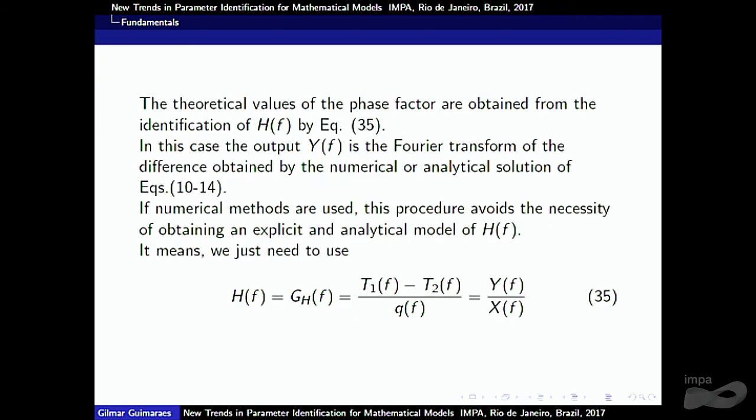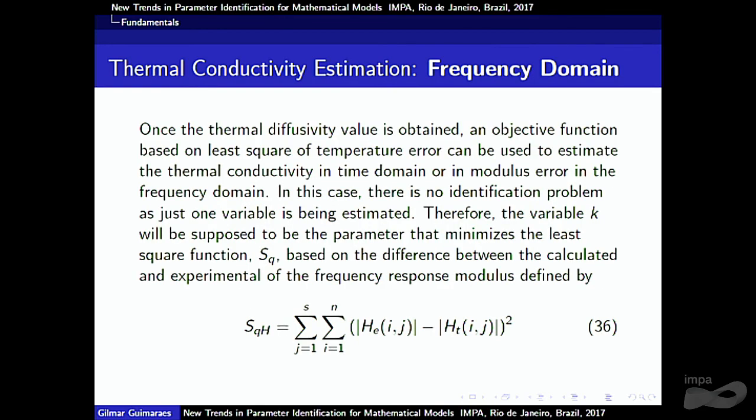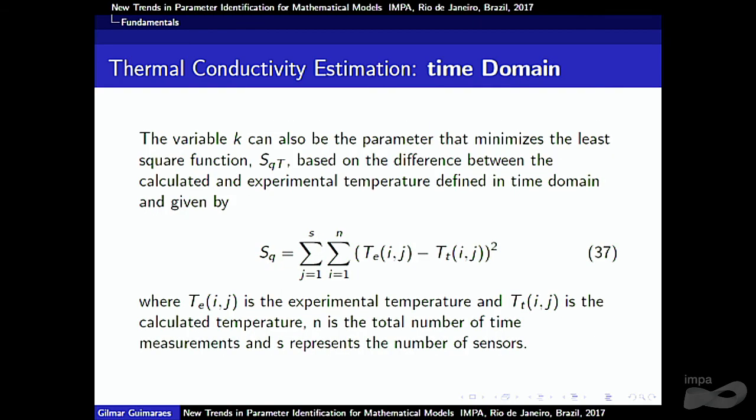Okay. It's easier because you have just one variable to estimate the properties, in order to minimize the function. And if you have estimated the thermal diffusivity, you can use the modulus in order to obtain the thermal conductivity. So you can use it in the frequency domain, or you can use it in the time domain, just using the temperature in the time domain. Okay.